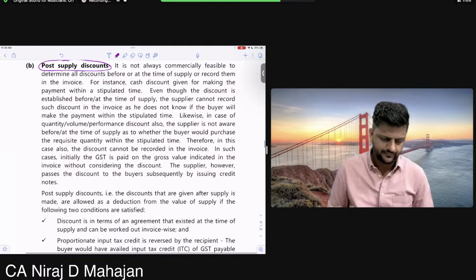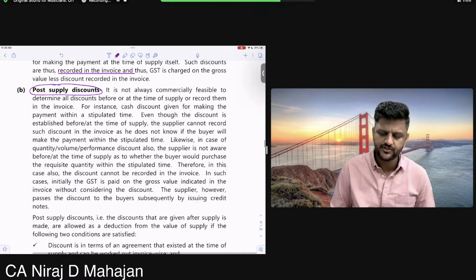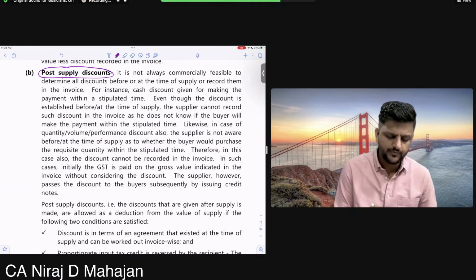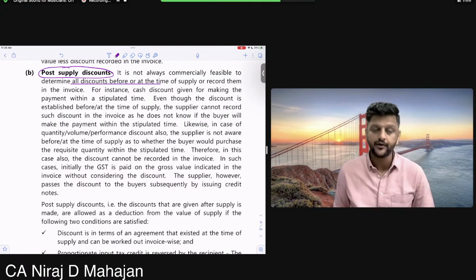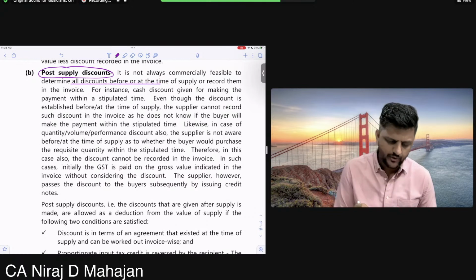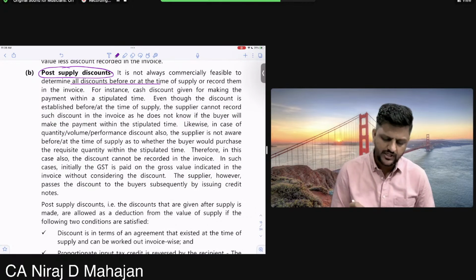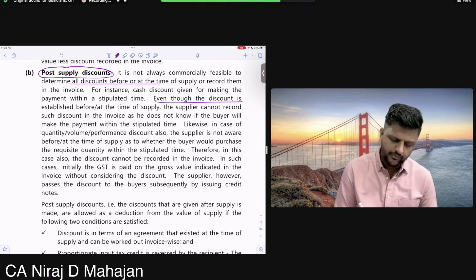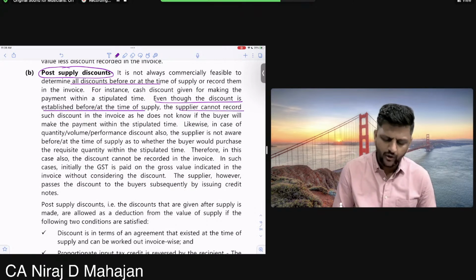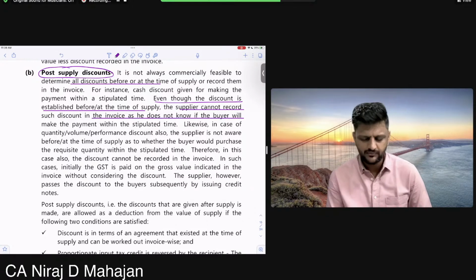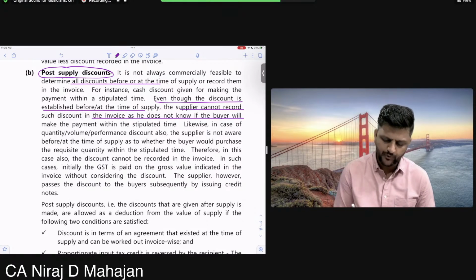Okay, so check. It is not always commercially feasible to determine all discounts beforehand or at the time of supply and record them on the invoice. For example, cash discount is given for making the payment within stipulated time. Even though the discount is established before at the time of supply, the supplier cannot record it on the invoice, as it does not know if the buyer will make the payment within stipulated time. Likewise, in case of quantity, volume, or performance discount also, the supplier is not aware before the time of supply whether the buyer would purchase the requisite quantity within the stipulated time.